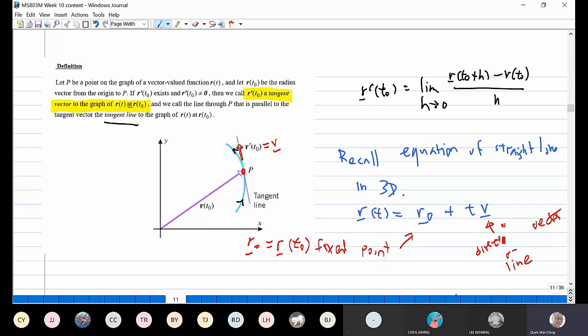So for the equation of a straight line, if you want to find the equation of this tangent line, let me extend the straight line a little bit here. You want to find the position on the straight line at any time t. Let me extend it a little bit and join them together.